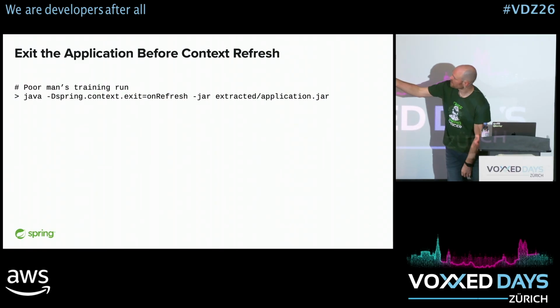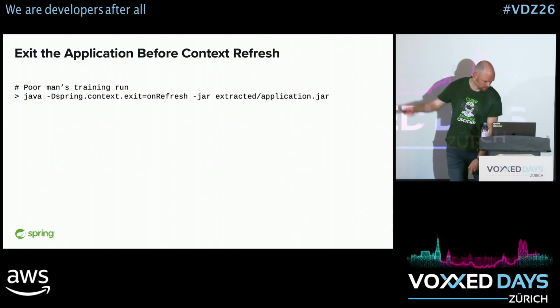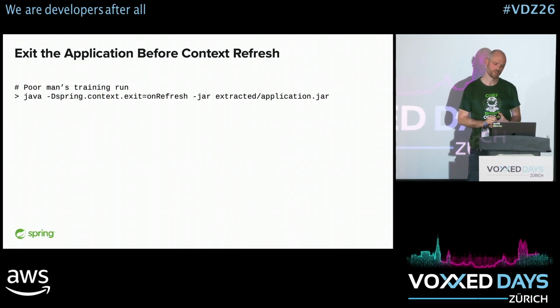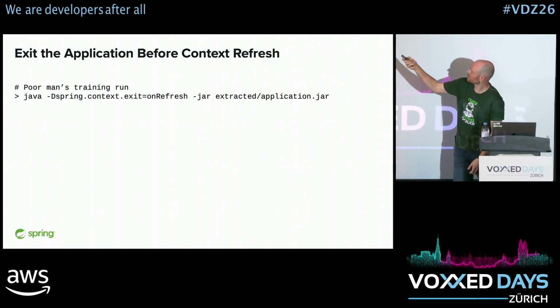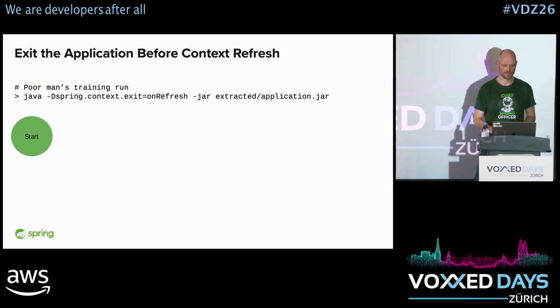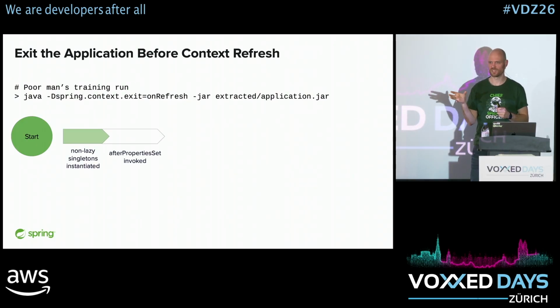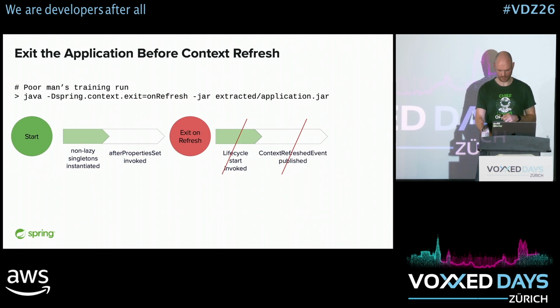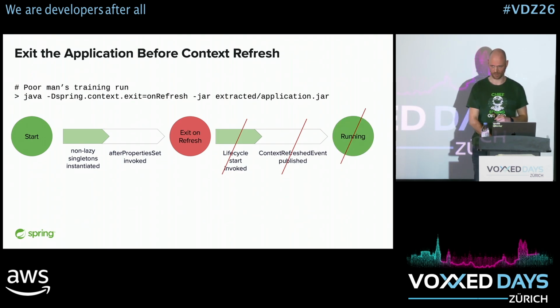And there is a parameter which is called spring.context.exit-on-refresh, which is built into the Spring framework, and you can run your application with it. What it does is, it starts your application. Spring Framework instantiates all the non-lazy singletons. It invokes the afterPropertiesSet lifecycle method, and then it just exits the JVM. It does not invoke lifecycle start, it does not publish any events, and it does not run your application.